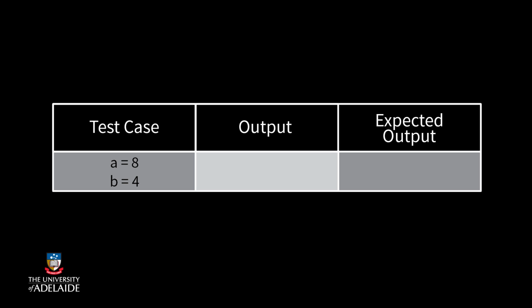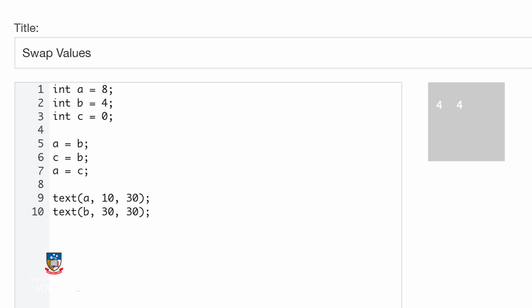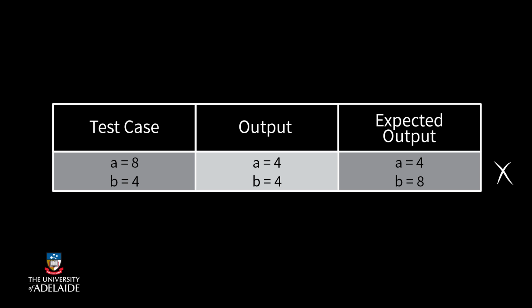A test case for our program is then that A equals 8 and that B equals 4. The expected output is A equals 4 and B equals 8. However, when we run this test case for our code, the output we see is that both A and B are equal to 4. This is not what we were expecting. Our test case has failed and we have found a bug. To locate this bug in our code, we are going to use hand tracing.